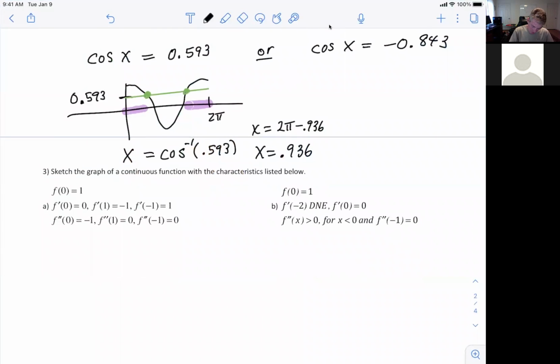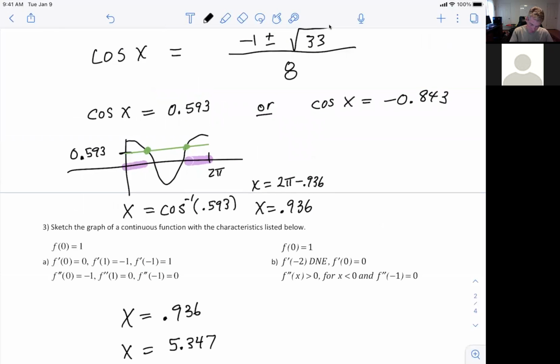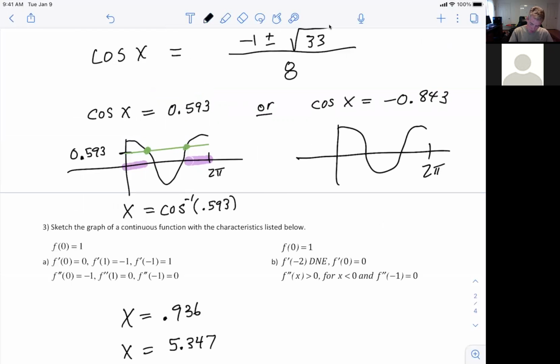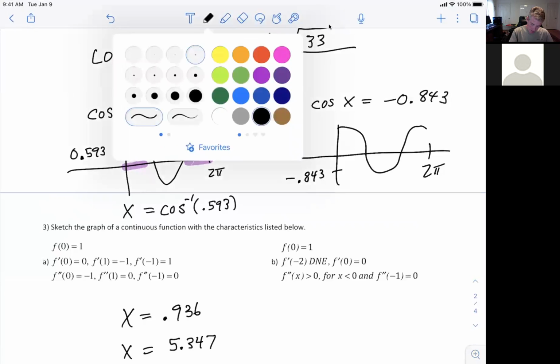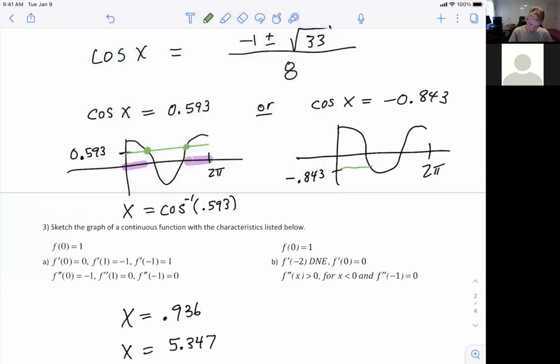So let me just collect my answers over here. So x equals 0.936 was 1, and then the second one I got was 5.347. So I'm looking for 4 solutions, and the other 2 solutions come from this part, which says if you look at the cosine graph from 0 to 2 pi, and down here is a negative 0.843, and then go straight across from there, and there's going to be 2 solutions.